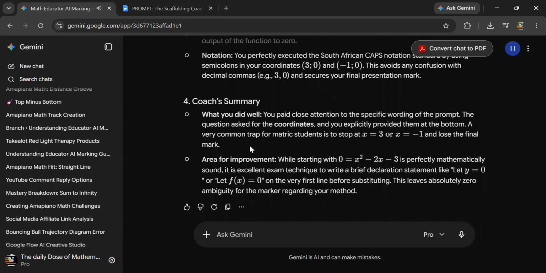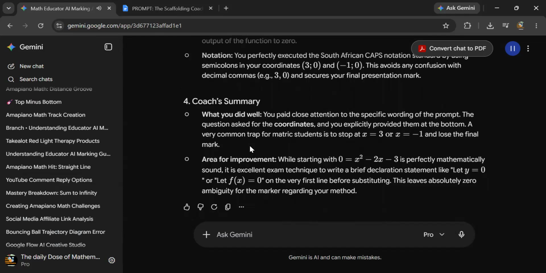4. Coach's summary. What you did well: you paid close attention to the specific wording of the prompt. The question asked for the coordinates, and you explicitly provided them at the bottom. A very common trap for matric students is to stop at x equals 3 or x equals -1 and lose the final mark. Area for improvement.